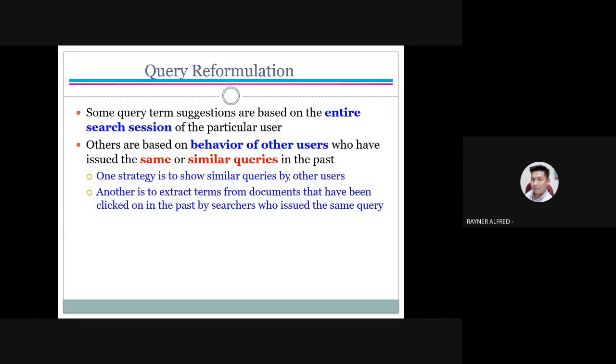Okay. Some query term suggestions are based on the entire search session. So what happens here is that when you type in your query, they will keep track of what your query was in the past 3 times or 5 times. So they know what you are trying to find. Based on the history of the keywords that you key in during the same session, they will build your short-term profile.